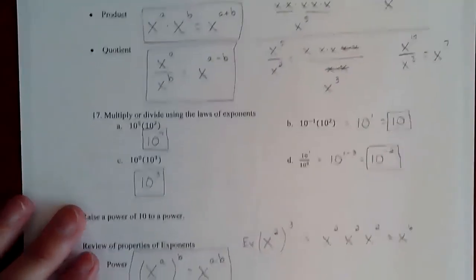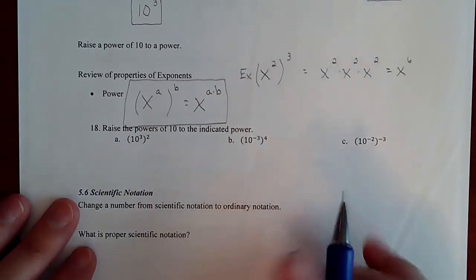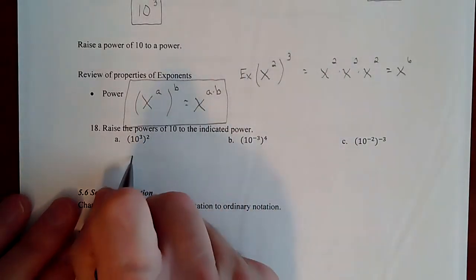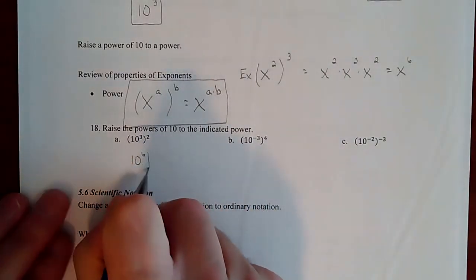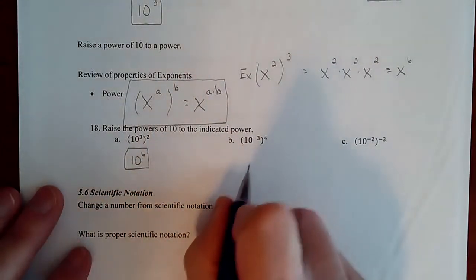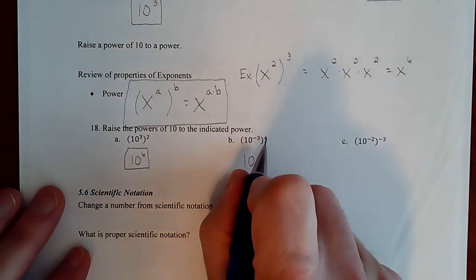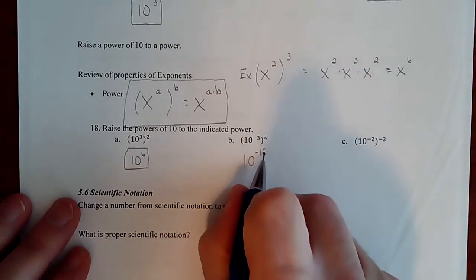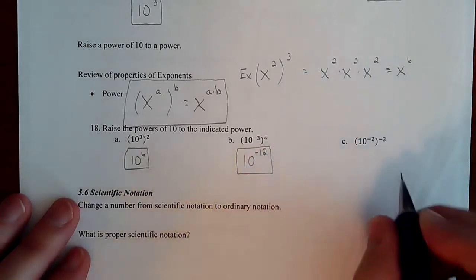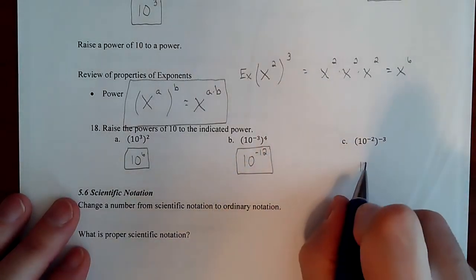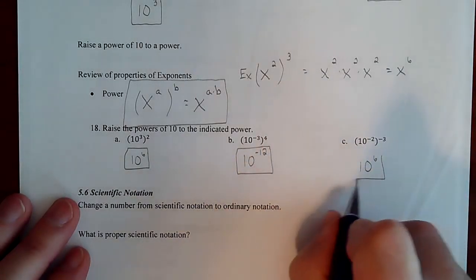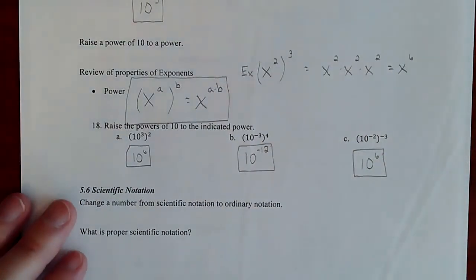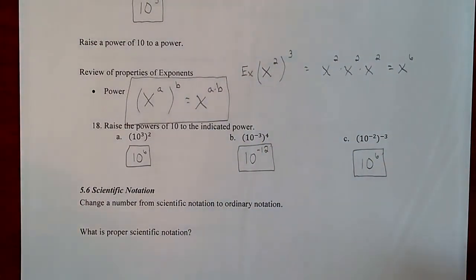Okay, so here's 3 problems involving that. So we're just going to multiply the exponents. 10 to the sixth. We're going to multiply the exponents. Negative 3 times a 4, you only have one negative, so you don't have another negative to cancel. Negative 12. And then a negative 2 times a negative 3 is a positive 6. All right. And that is base 10 with exponents and a little bit of properties involving exponents.